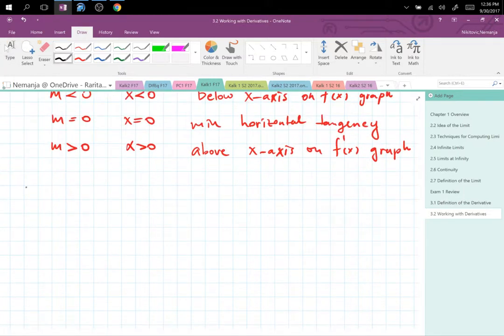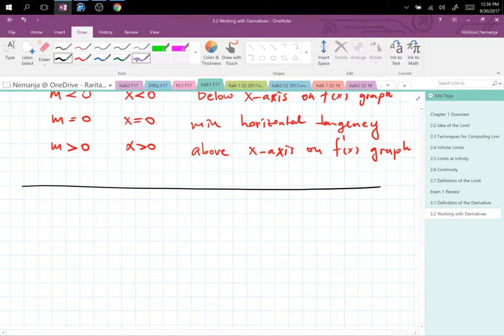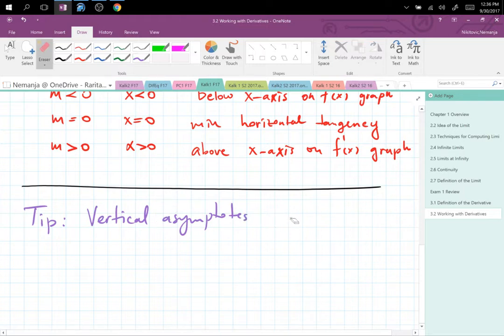What happens if we have more complicated graphs and more complicated derivatives to draw? Tip: vertical asymptote locations are preserved in the derivative. There's only one derivative for a function.